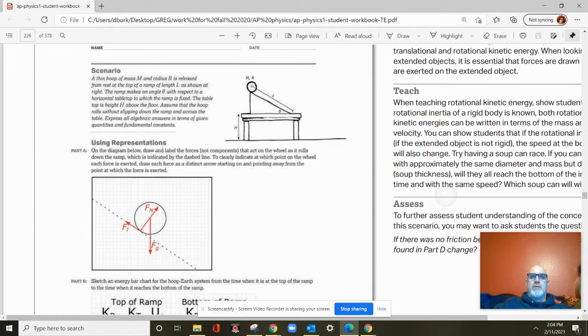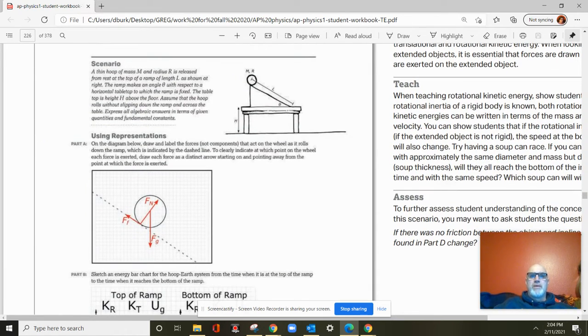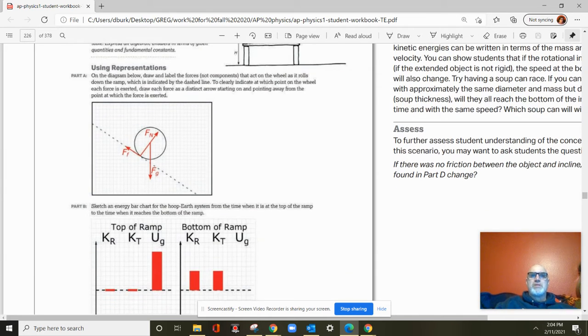All right, now we're on H. So what's happening here is we have a hoop, and it's rolled down a ramp, and there's an angle theta, and the tabletop is H above the floor. The hoop rolls without slipping, and on the diagram below, we're labeling the forces, not components, that act on the wheel as it rolls down the ramp.